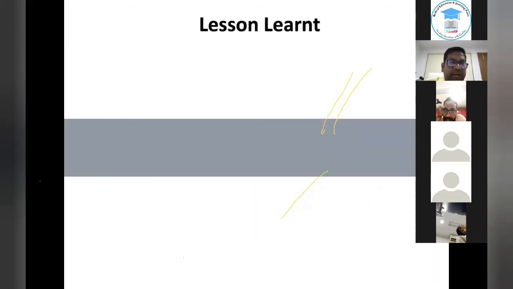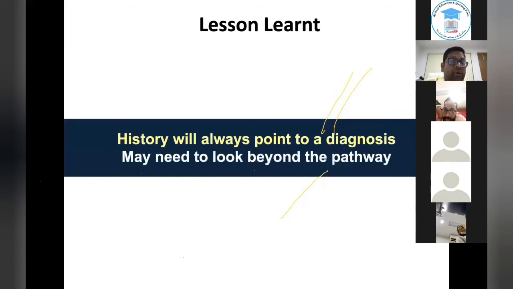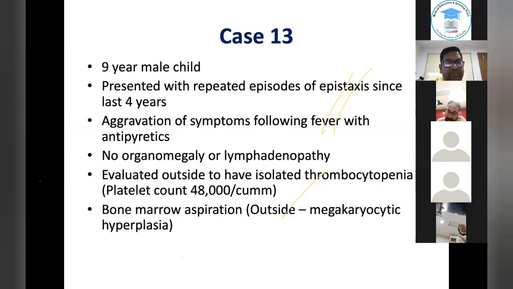So what you have learned is that history will always point to a diagnosis, and you have to look beyond the normal pathway, that is PT and APTT alone. Whenever they are normal, please think of urea solubility test or factor 13 deficiency or platelet dysfunction.